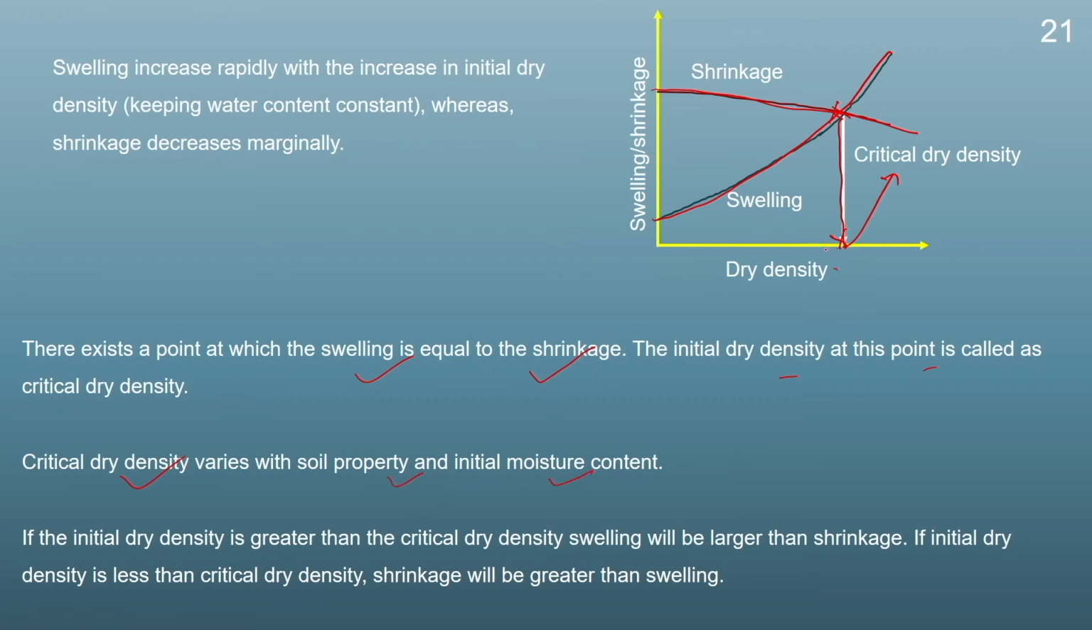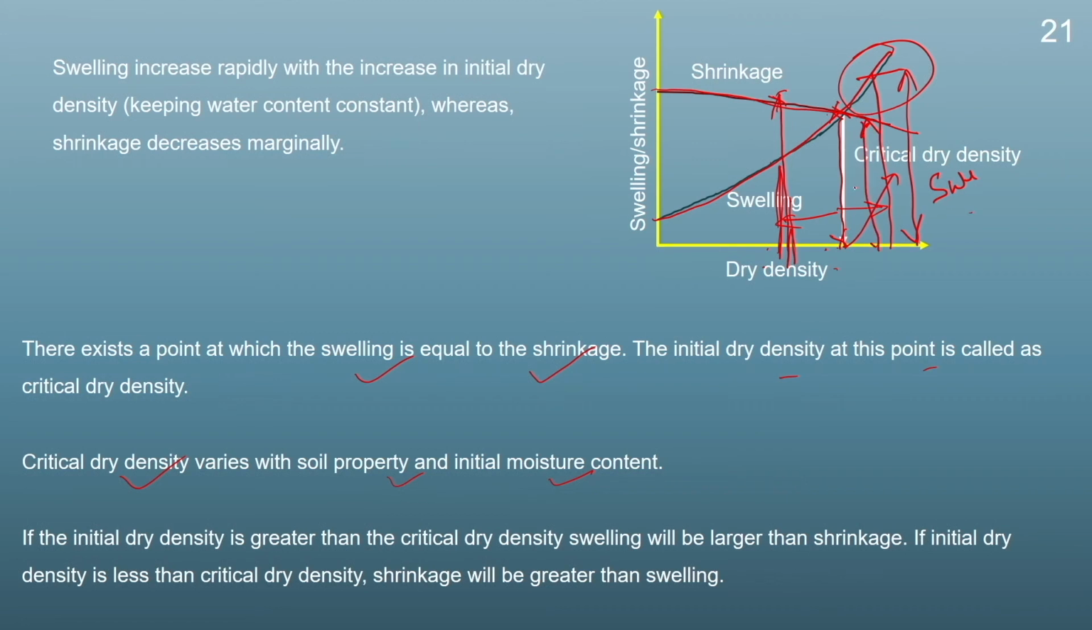If the initial dry density is greater than the critical dry density, the swelling will be larger than the shrinkage. If the initial dry density is less than the critical dry density, then the shrinkage will be greater than swelling. So, here we can see, if we take a point from here, this will be total shrinkage and this will be our total swelling. So, here, if we compare, the shrinkage is more than swelling. If we take a point here, we can see this is the total swelling and this is the total shrinkage.